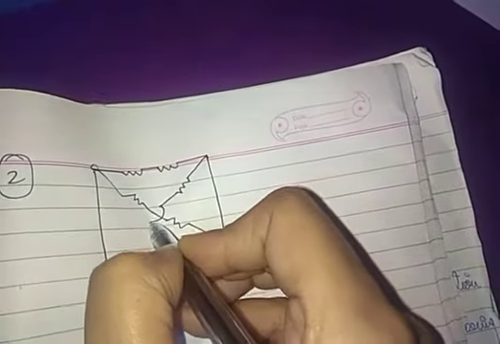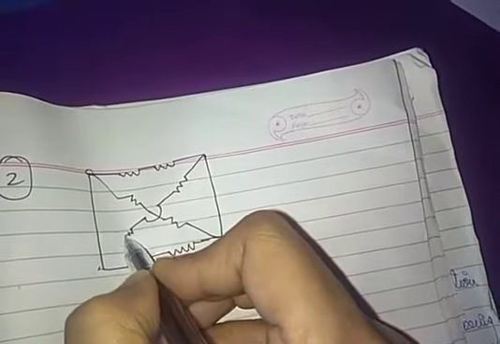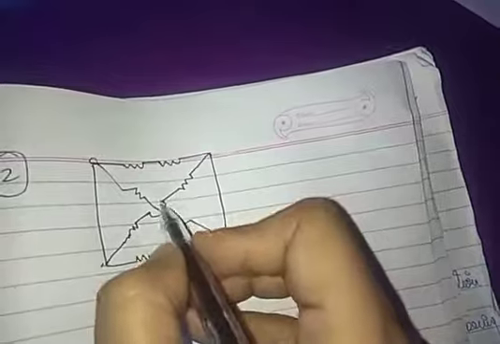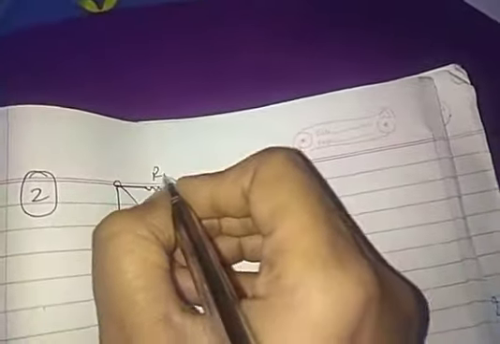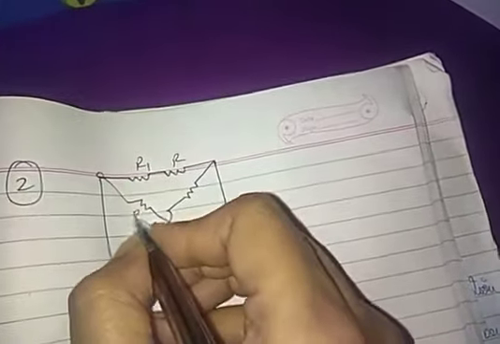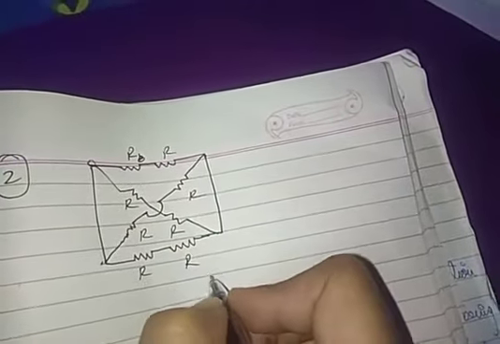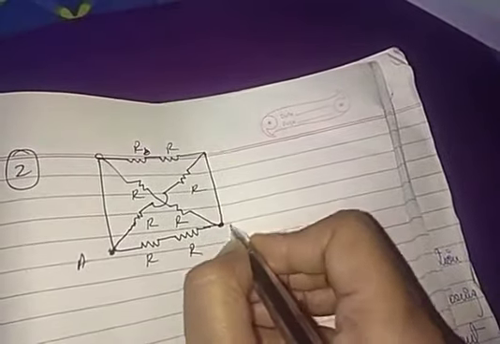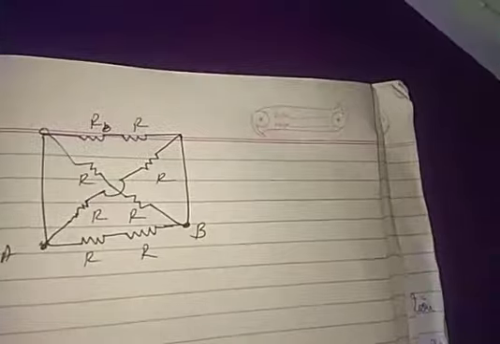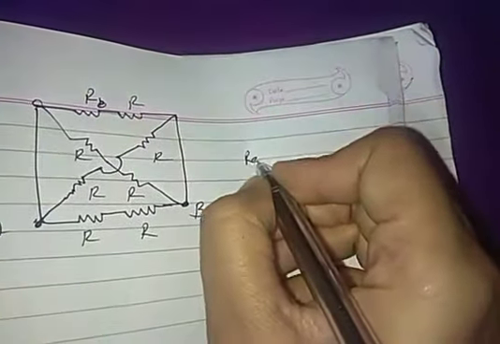Now I think you must be knowing about this sign. Yes, I taught you in class 10th also. This sign means the wire is not joint. Got it? Now these resistances are connected R, R, R, R, R, R, R, R. And this is a point A and this is a point B. And here you have to find the equivalent resistance of the circuit.